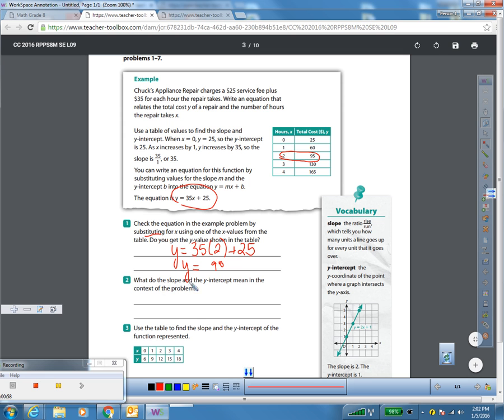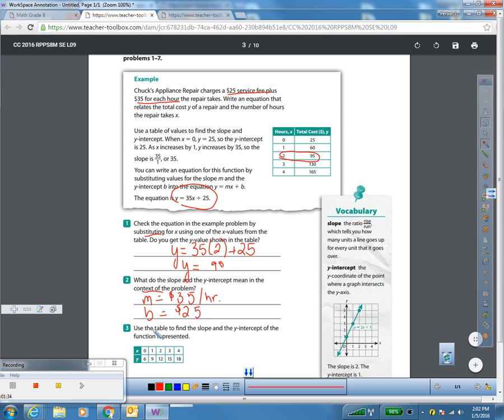Okay, next, what did the slope and y-intercept mean in the context of this problem? So this is asking you to not get too mathy here. Don't overthink it. Talk about it in terms of the problem. Chuck's appliance repair charges $25 for the service fee, plus $35 for every hour. So your slope is $35 per hour. That's what the appliance repair company charges. The $25 is your y-intercept, and that's the flat fee. That's what they charge you just for coming over to your house to fix something.